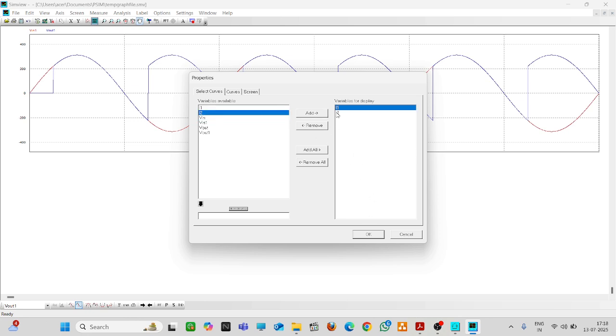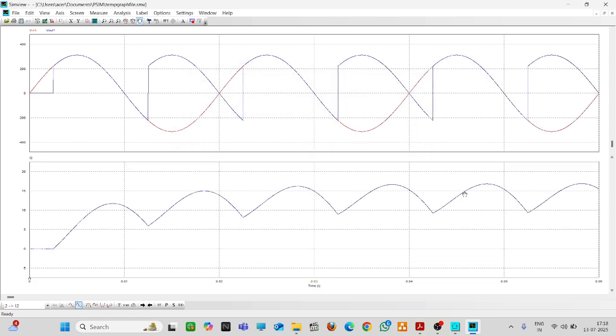Just a minute, we will remove this I1. So from here, the variables for display. Now suppose if you have selected a variable, you can also remove it. Okay, so this is right. You can see that you are operating in the continuous conduction mode. That's why your current will remain.